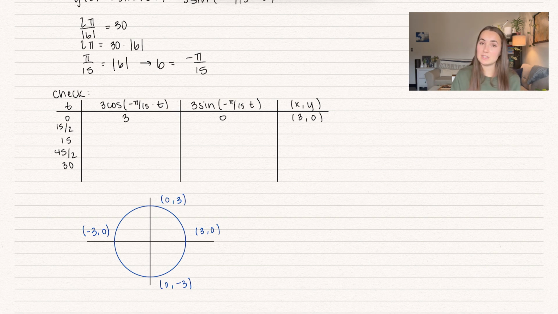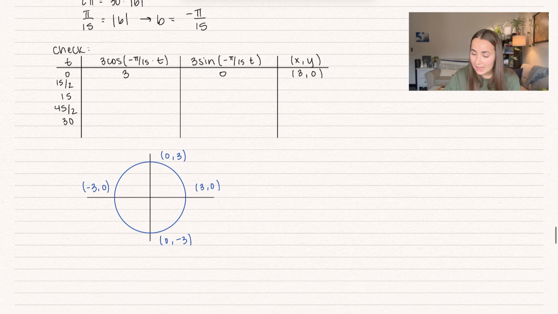Now we're going to move on to 15 over 2, or 7.5 minutes. If you're wondering how I got that value, it's because I wanted to check the orientation. So here we're starting at this point, and I want to go down this way because I know I'm moving in the clockwise direction. So that means this angle is going to be negative pi over 2. So I wanted to find a t value that would capture the cosine and sine of negative pi over 2. What you could do is set the inside of the cosine, negative pi over 15 times t, equal to negative pi over 2, and solve for the t value that makes that true.